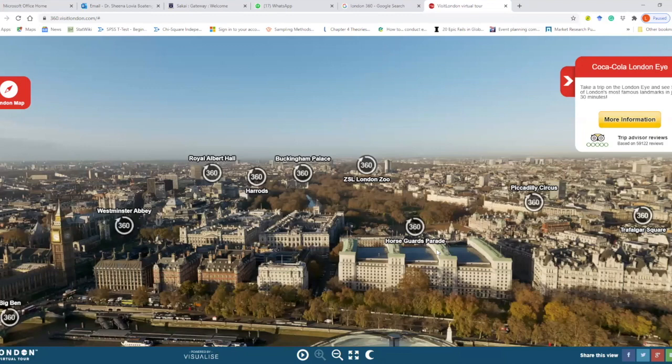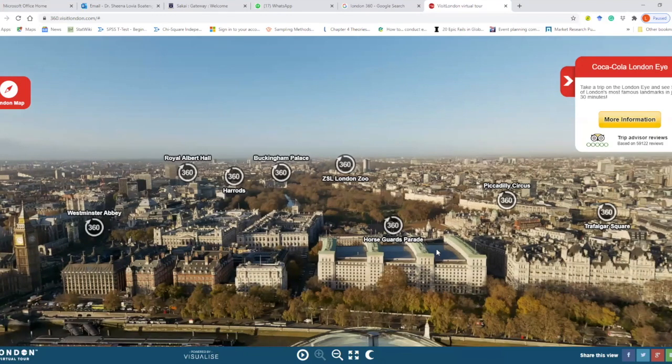Okay, so when you get the opportunity, just go online and play around with it. There's another one too that is hosted by the Dubai government. That one I've forgotten the name.